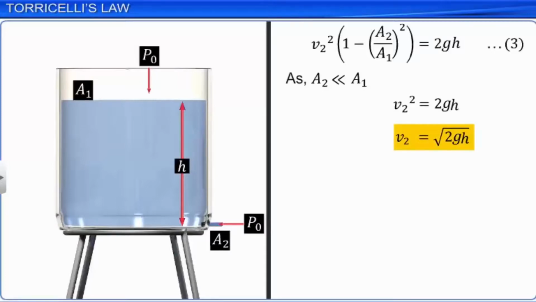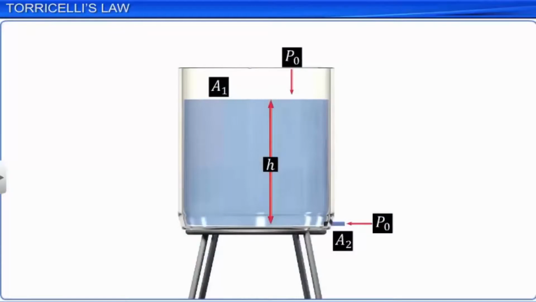The velocity of efflux is maximum when the depth of the orifice is at a maximum vertical distance from the free surface of the liquid, as V is proportional to root h.